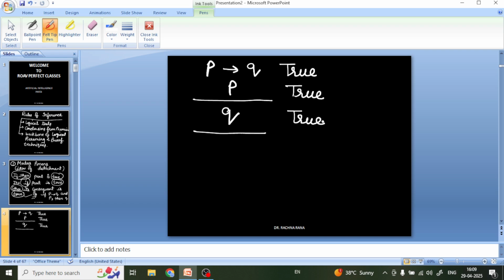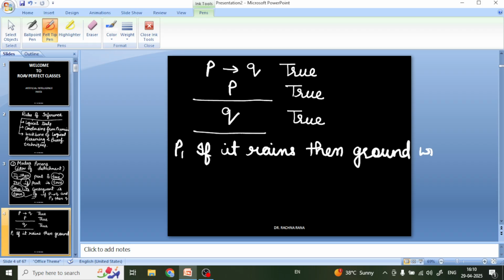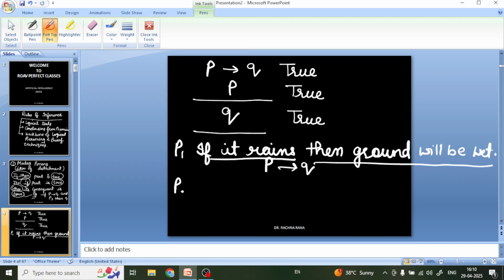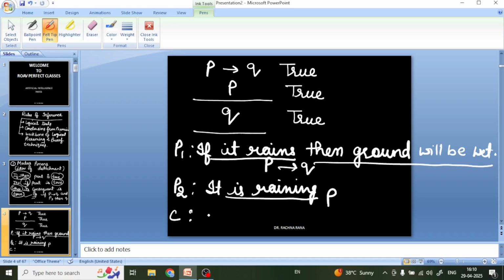For example, you have given first premise P1: if it rains, then the ground will be wet. If it rains, that is P, then the ground will be wet is Q. Premise 2: it is raining. It represents P. Conclusion: the ground is wet. That represents Q.